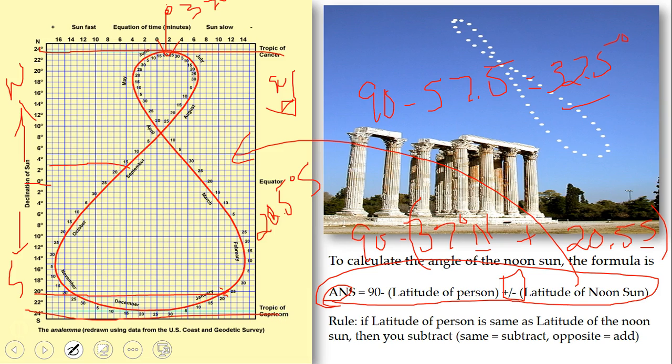23.5 degrees north, Tropic of Cancer, 23.5 degrees south. Okay, so that's what you're looking at there. So that's how you determine what the angle of the noon sun is. You simply plug your stuff into this formula and it'll come out with the answer. And of course you got to look at which horizon.